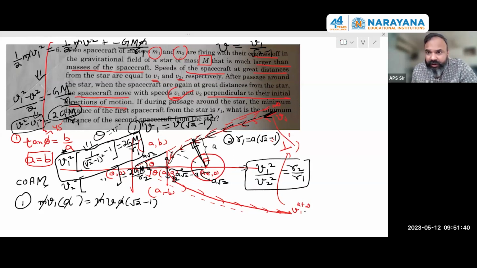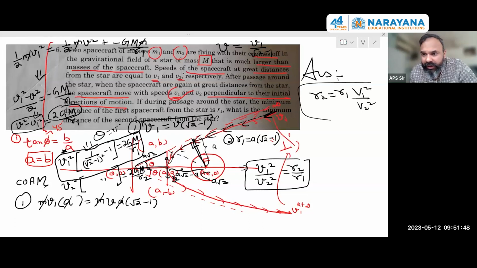So the answer to the question is, he said, what is the minimum distance R2? So R2 is R1 into V1 square by V2 square. That is the main thing which you can answer, because I used momentum, angular momentum and energy, and just a fundamental idea of this hyperbolic orbit. And I strongly believe that when they put up this question, this is definitely on these lines, because they can always use this idea.